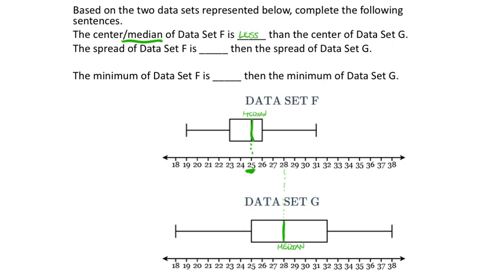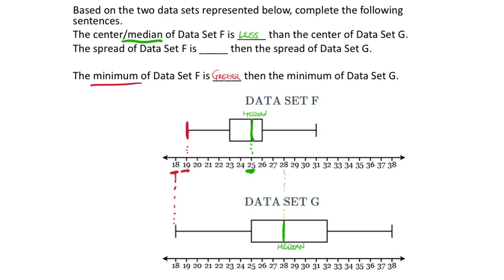Next up, we want the spread, which will include the minimum. We see this one's 19. And then this one, even though it's one to the left, it is one to the left for our minimums. So we could compare the minimums right now. And I see that data set F has a minimum to the right of data set G, which makes its minimum greater than the minimum of data set G.